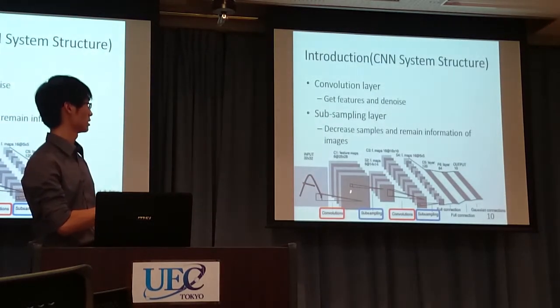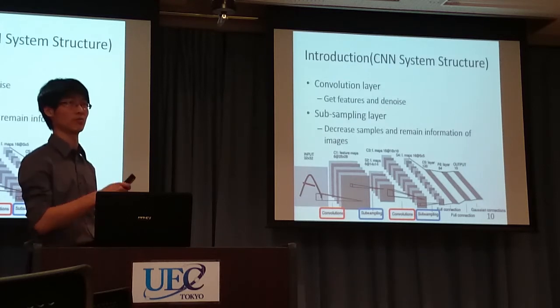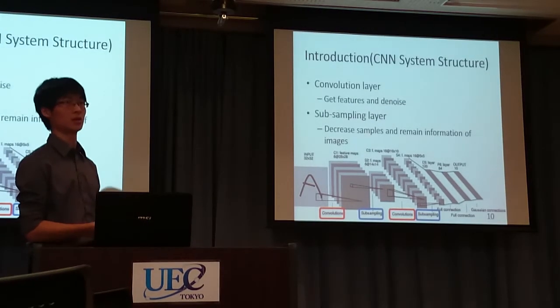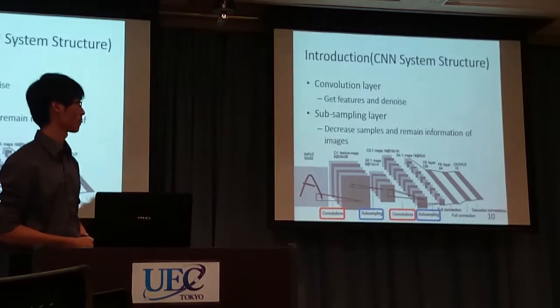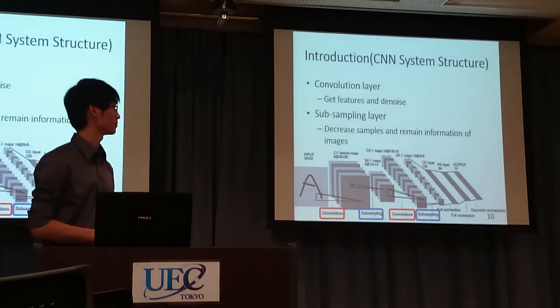So after the convolution we get the feature maps, and here we do the convolution again, so we get the feature of the feature. With many steps of convolution, we can get more details about the picture. And at the end of the layers is the fully connected layer.